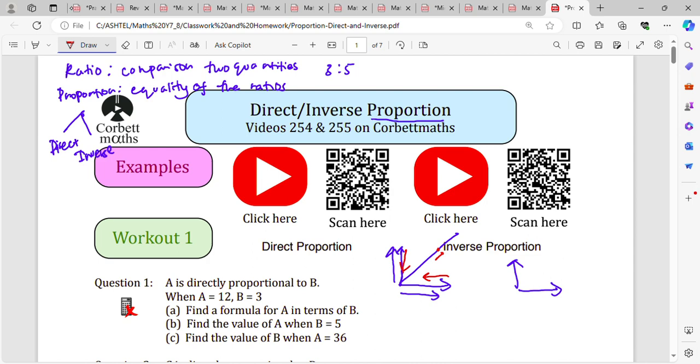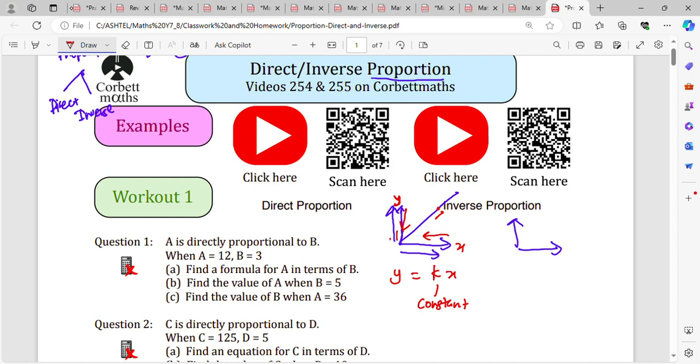For direct proportion, most of the time your equation would be, with y on the y-axis and x on the x-axis, y equals kx, where k is the constant. Sometimes k will be given, and sometimes you need to find it on your own.